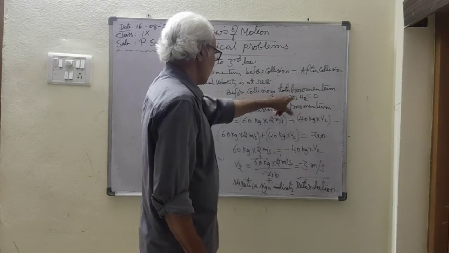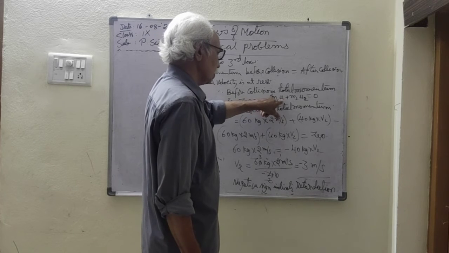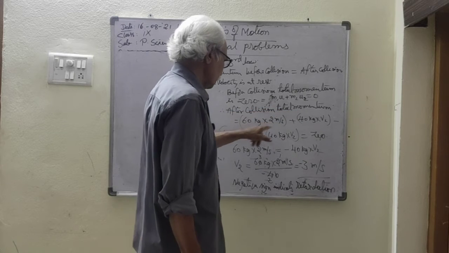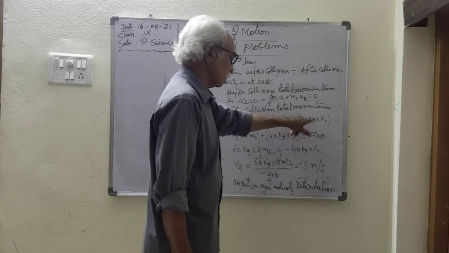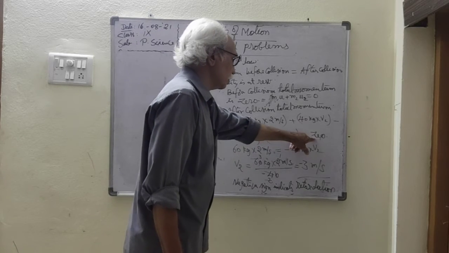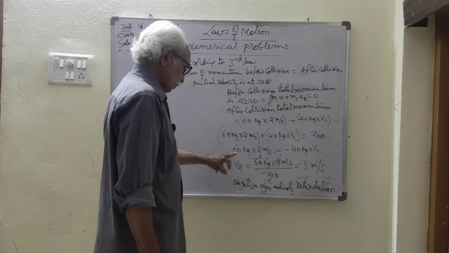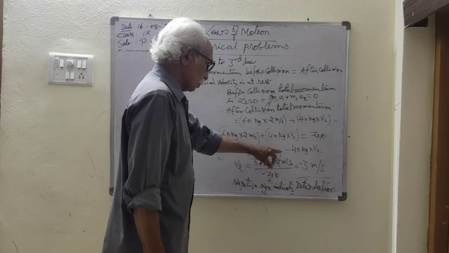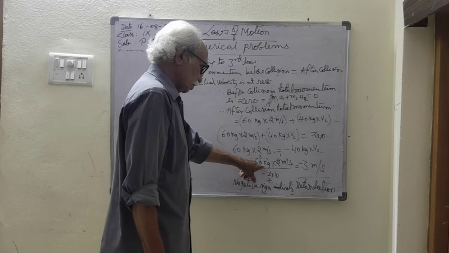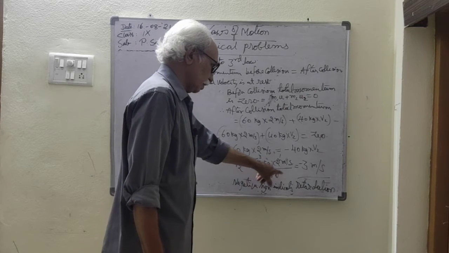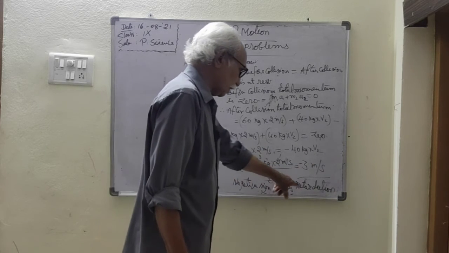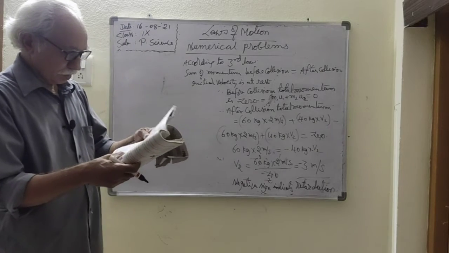Before collision, total momentum is 0. That is m1 into u1 plus m2 into u2 is 0. So after collision, total momentum is 60 into 2 plus 40 into v2. So 60 into 2 plus 40 into v2 is equal to 0. So therefore 60 kg into 2 is equal to minus 40 into v2. So v2 is equal to 60 into 2 by 40, minus. So that is equal to minus 3 meters per second. So the negative sign indicates retardation. So this is the answer you can write.